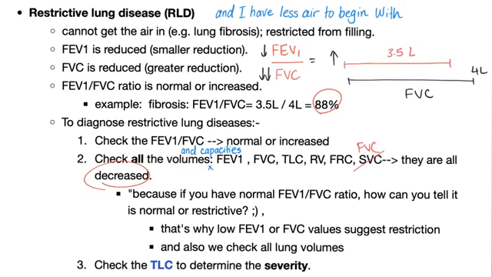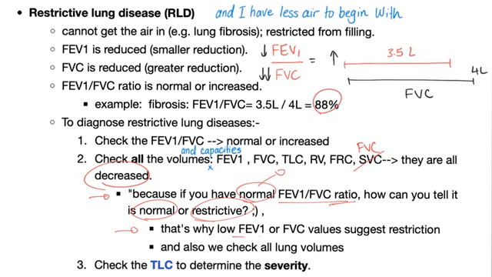It's called common sense. Now here is a very good question. Let's say that you have an FEV1 to FVC ratio and it was normal. We have 2 probabilities. Number 1, it's a normal person, or it's a patient with a restrictive lung disease. Both of them can have a normal ratio. How to tell which is which?